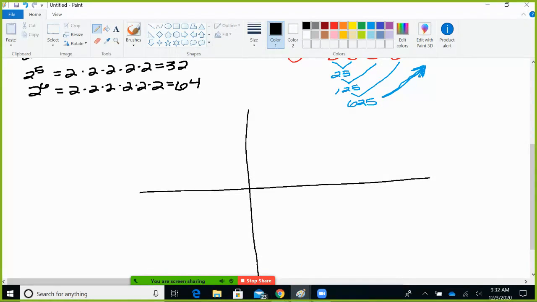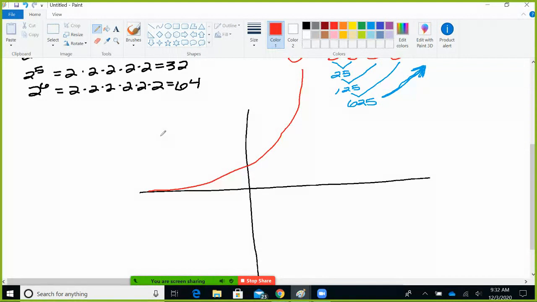So exponential growth, is this screen pixelated too? My paint? Oh my gosh. Exponential growth looks like this. Let's see if this comes out. Exponential growth is flat, gets steeper, steeper, steeper, steeper, steeper, and almost vertical. That's an example of exponential growth.